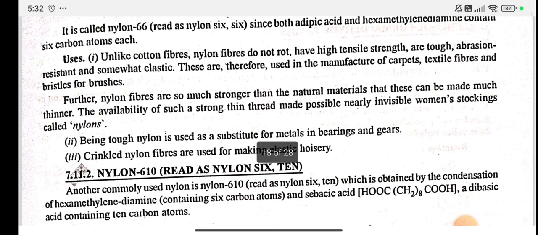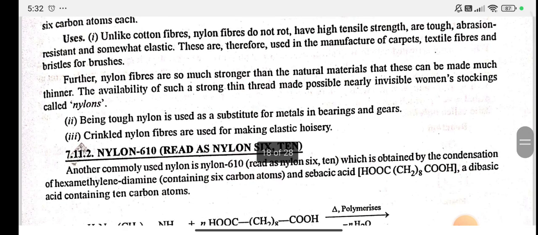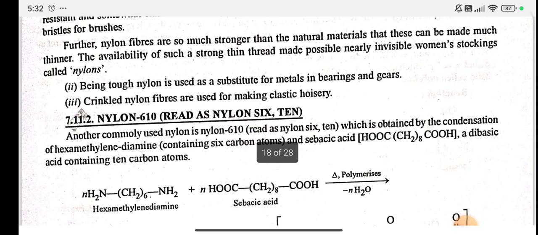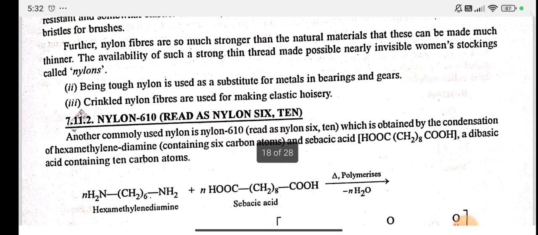Uses. Unlike cotton fiber, nylon fibers do not rot, have high tensile strength, are tough, abrasion resistant, somewhat elastic. Further, nylon fibers are so much stronger than the natural materials that they can be made much thinner. The availability of strong thin thread made possible nearly invisible woven stockings called nylons.